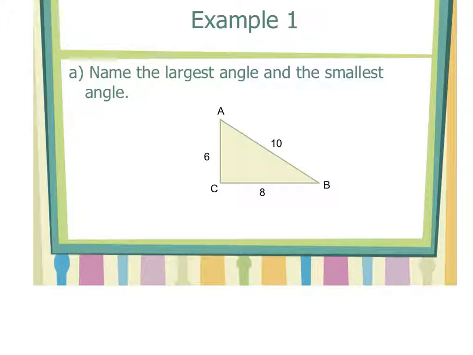10. The 10. And notice that the 10 is going to be across or opposite of angle C. So we would state that angle C is the largest angle. Which angle would be the smallest? Bella? Angle B, because it's opposite the 6. So angle B would be the smallest. Make sense?